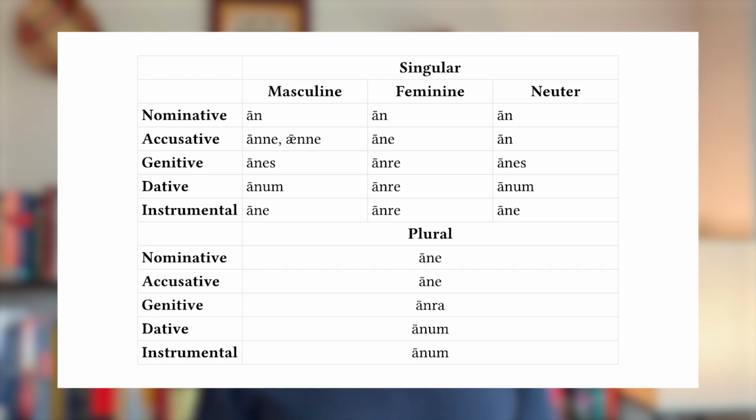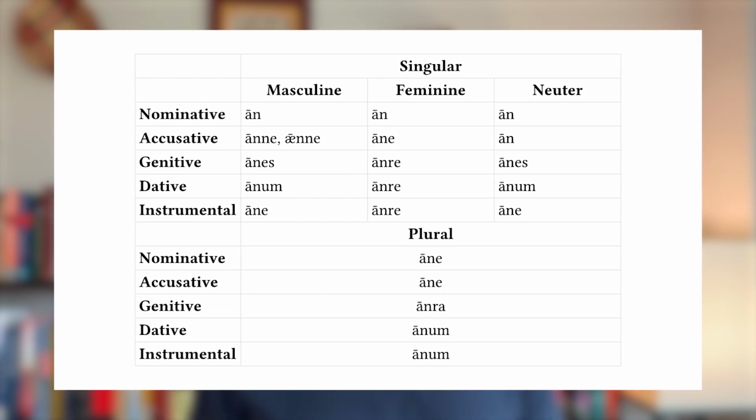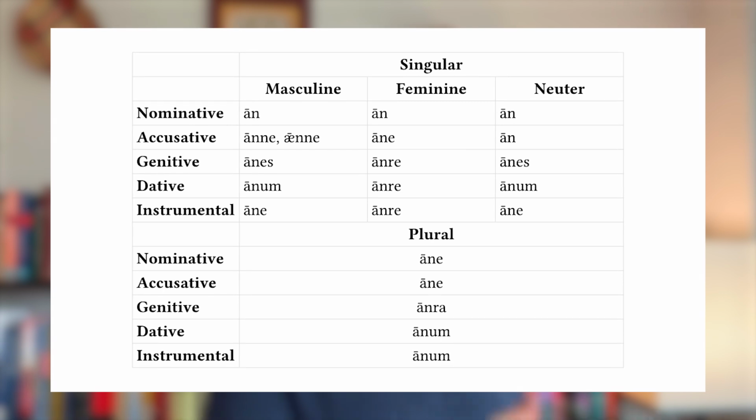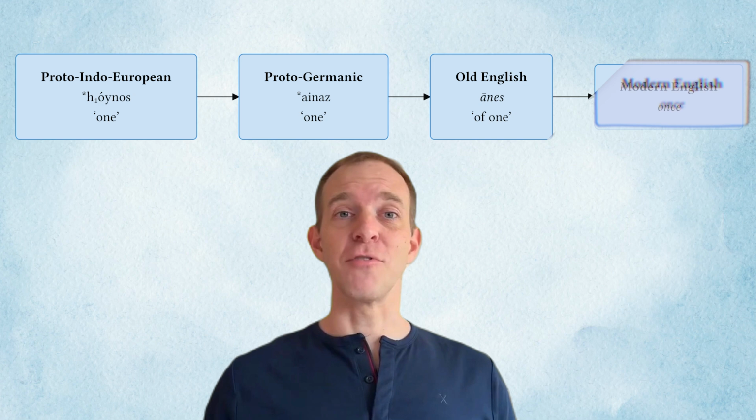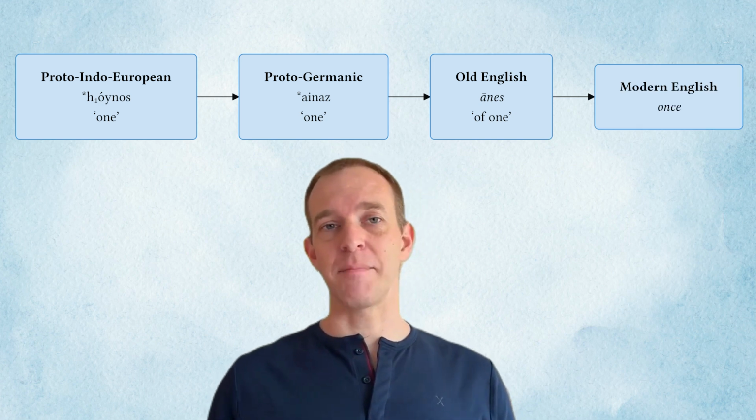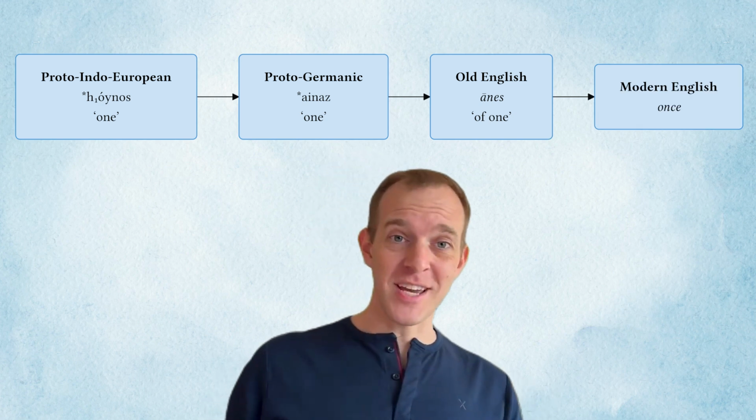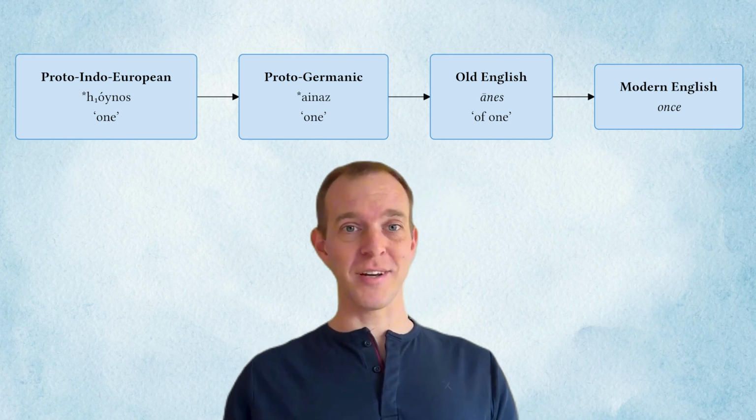Now, Old English nouns also had suffixes that are called case markers, and these case markers told you the function of the noun in the sentence. So whether it was the subject or the object or the possessive. So the possessive form of on was anes, and that meant of one. And after a few pronunciation changes, that became the modern English word once.